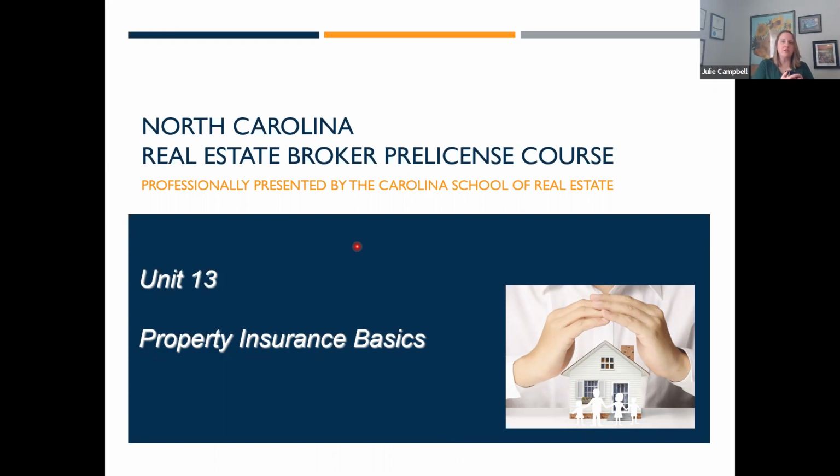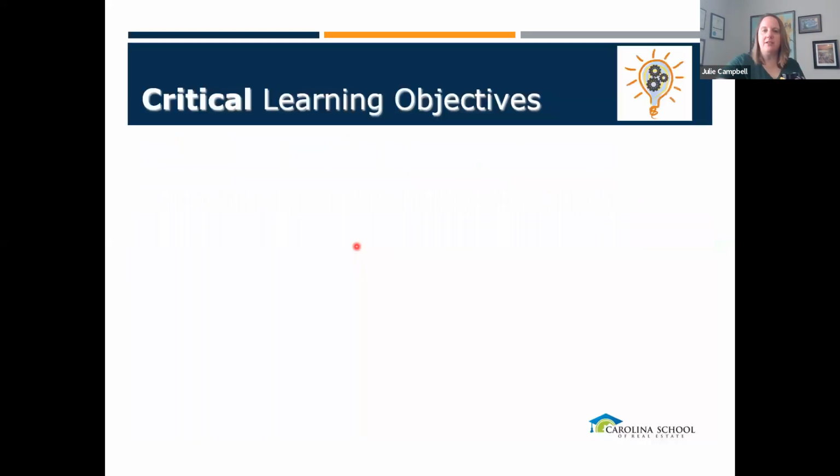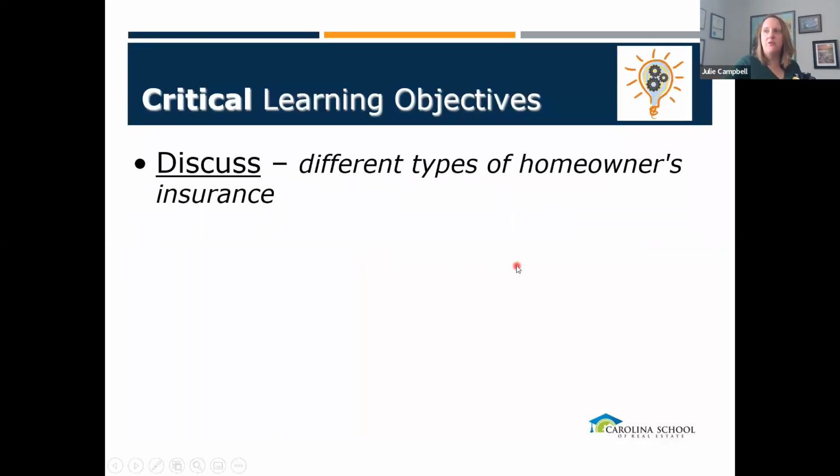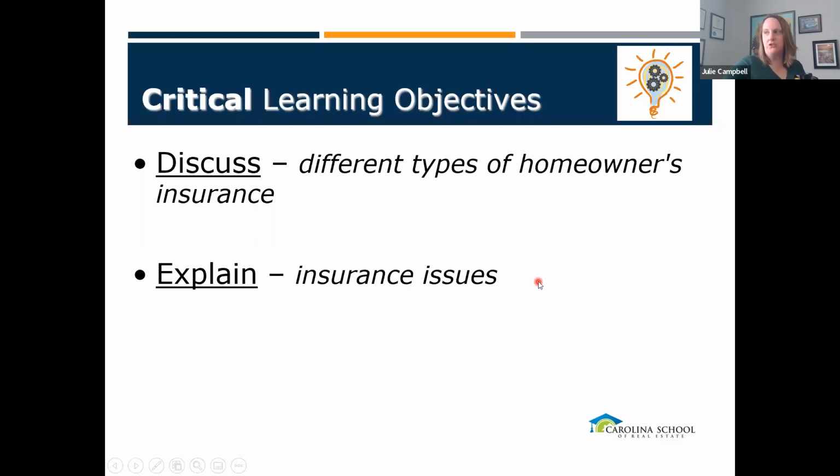We're not in homeowners insurance agent school. But we need a basic understanding of how homeowners insurance works so we know when to advise our clients. I think we're kind of understanding that a lot of this class, boy, we are teaching you just enough to be dangerous, aren't we? But ultimately, you got to know when to stay in your lane. Let the homeowner's insurance agent do their job. Let the attorney do their job. The lender do their job. So unit 13, we're going to talk about the different types of homeowner's insurance, and we're going to explain some insurance issues.